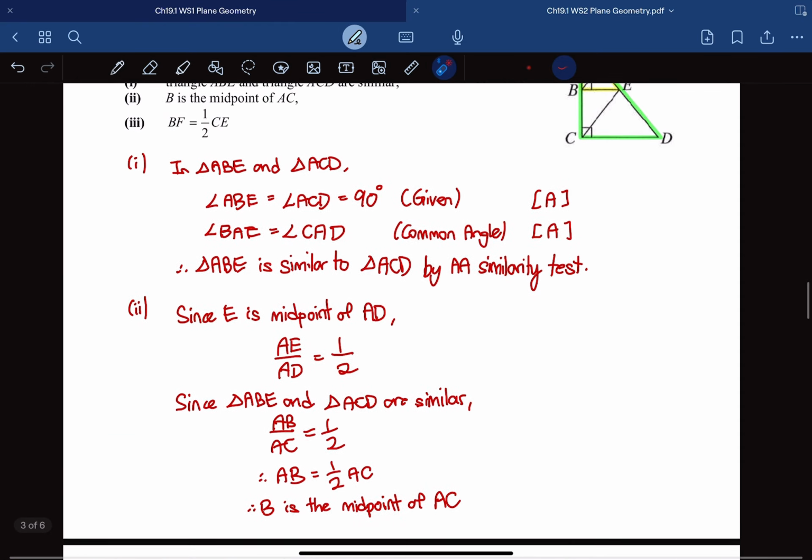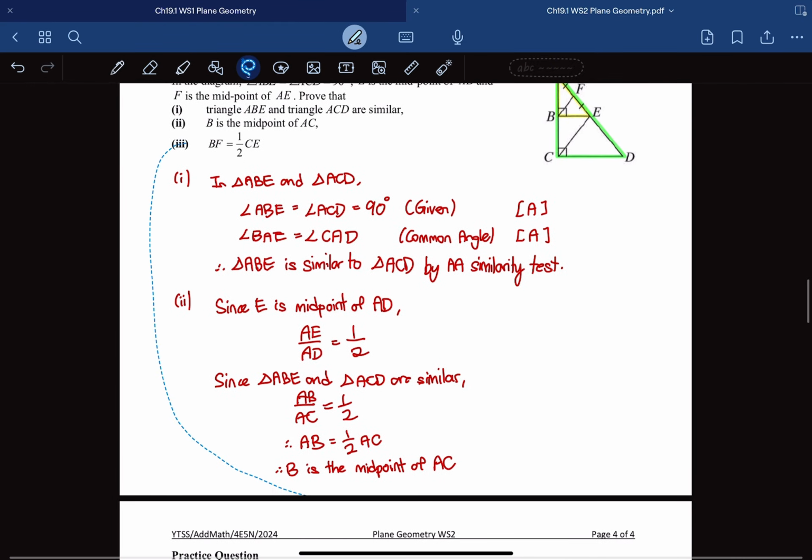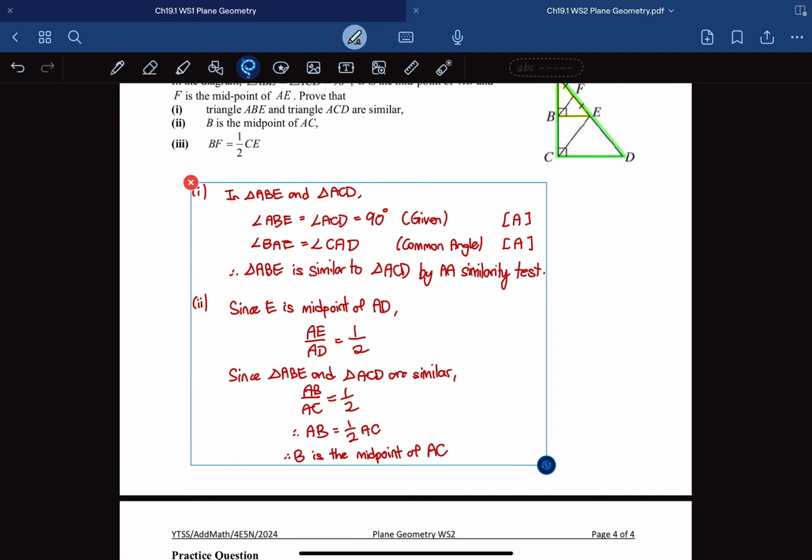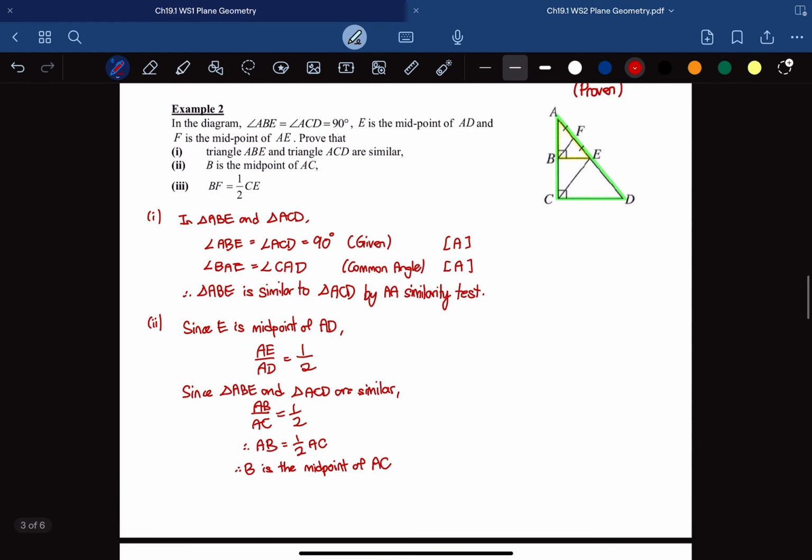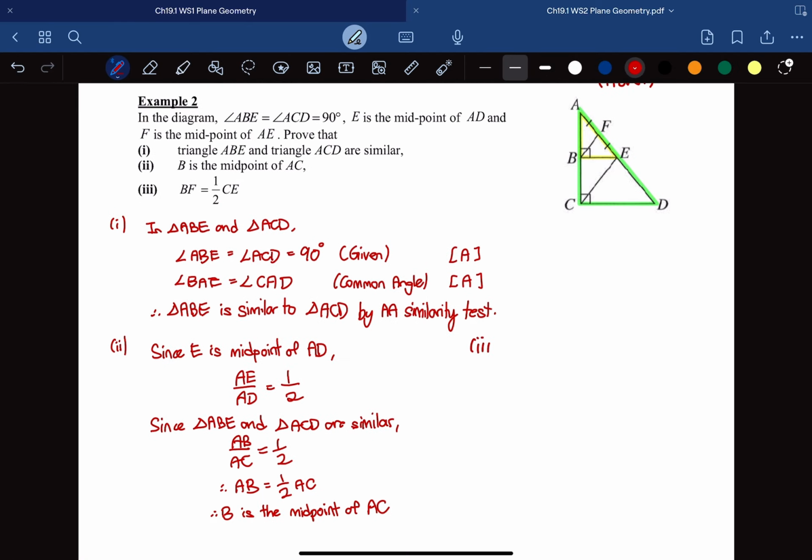Then now the last part, let me minimize this. Now for the last part, part 3, I have to show that BF here is half of CE here. So this is very simple. I just use my midpoint theorem.